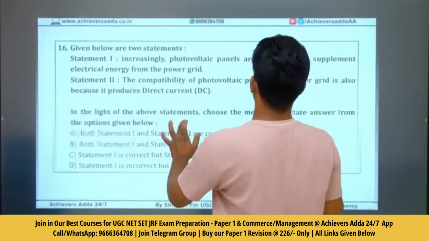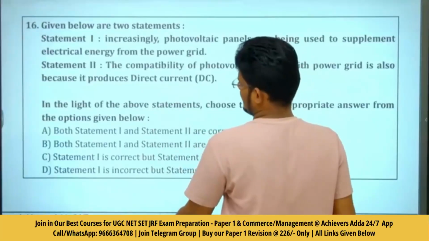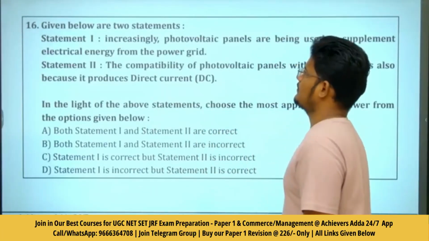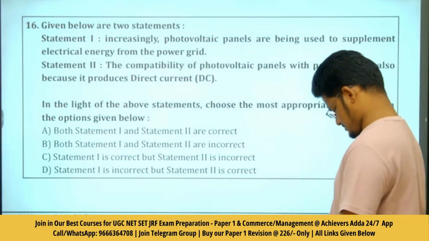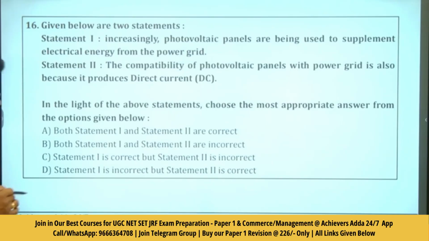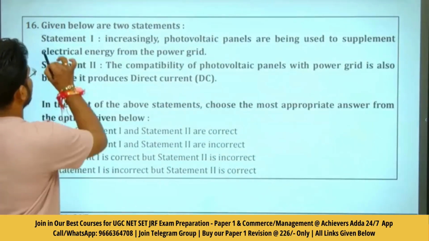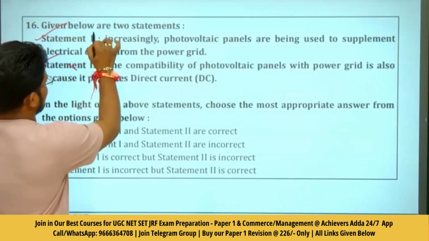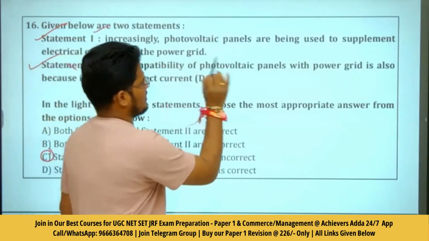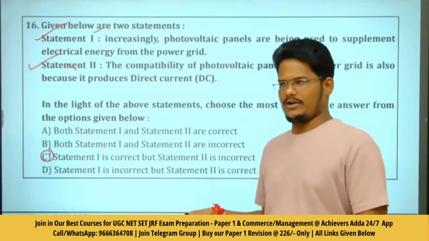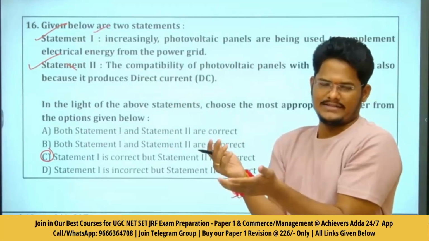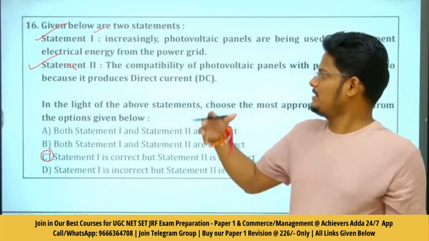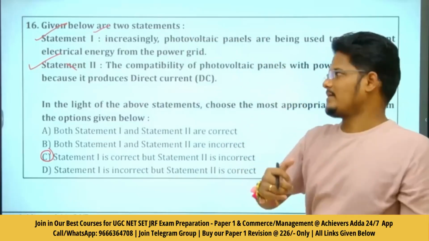Increasingly, photovoltaic panels are being used to supplement the electric energy from the power grid. The compatibility of photovoltaic panels with the power grid is also because it produces direct current. The answer will be the third one. Statement 1 is correct, 2 is wrong. Why? Photovoltaic panels are being used to supplement the power grid. Whatever power is coming from the power grid, like hydroelectricity from water, from the solar we are producing, it will be adding.